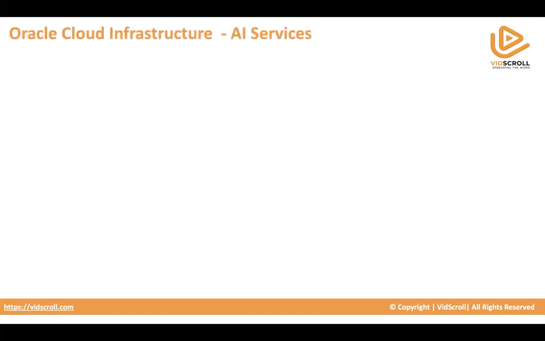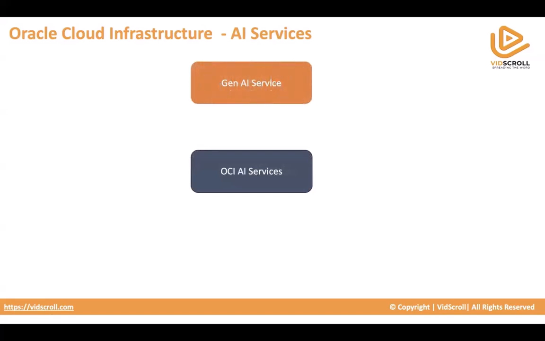OCI AI services is a combination of multiple services for different use cases. It's not like only one service is available for all the use cases. The customer may have different use cases, and depending on the use cases, they can leverage different OCI services which are available natively as a managed service within OCI.